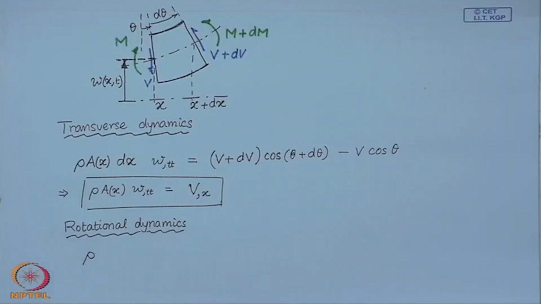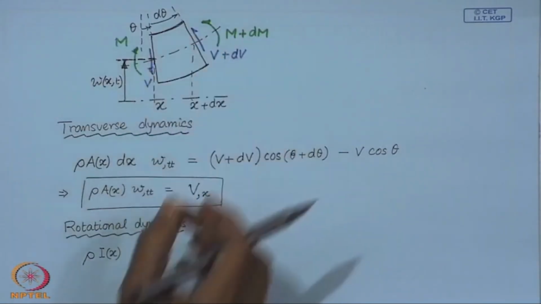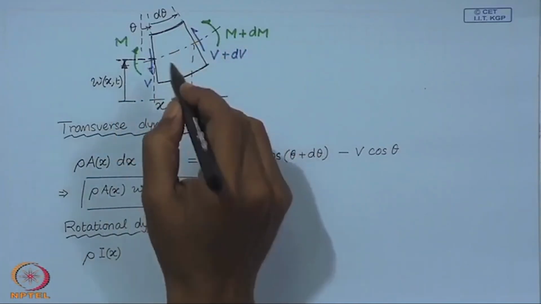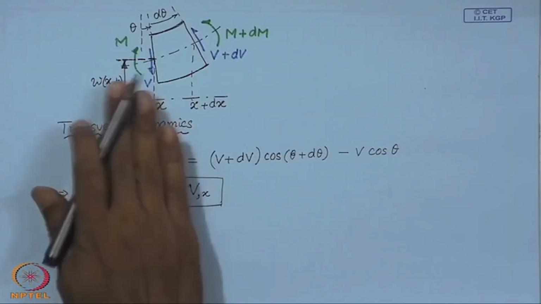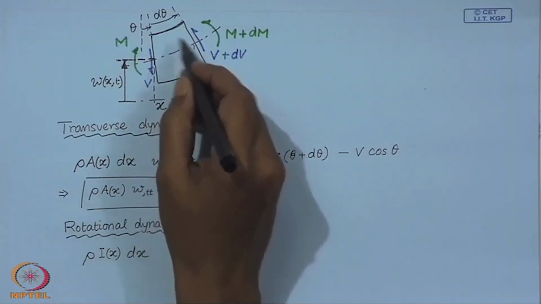So, if rho is the density of the material and if I is the second moment of the area about the neutral axis, then rho times I gives us the moment of inertia of this element about this axis, which is perpendicular to the plane of this paper. And so, this is per unit length, moment of inertia per unit length. So, times dx will give us the moment of inertia of this element times the angular acceleration.